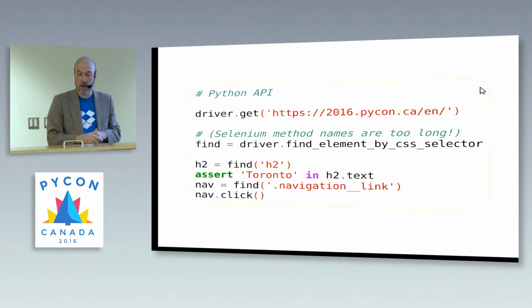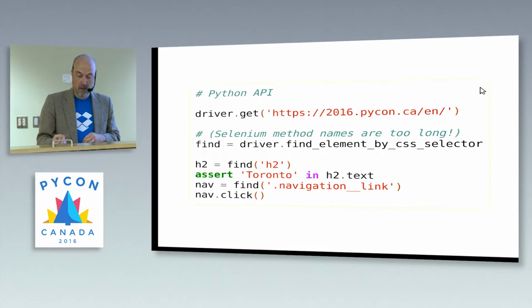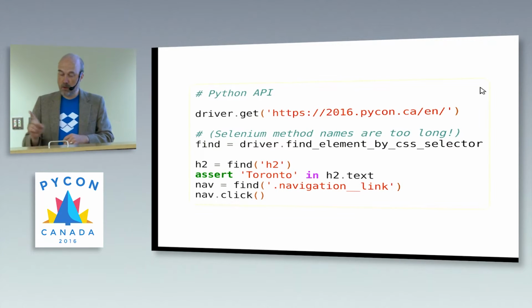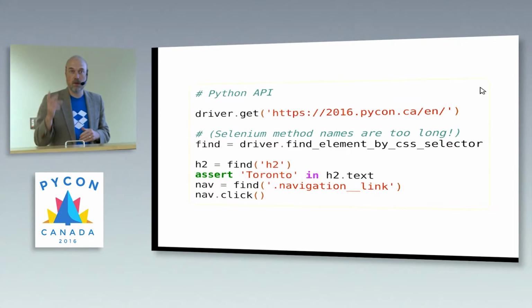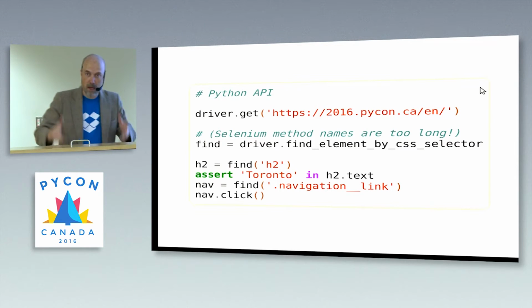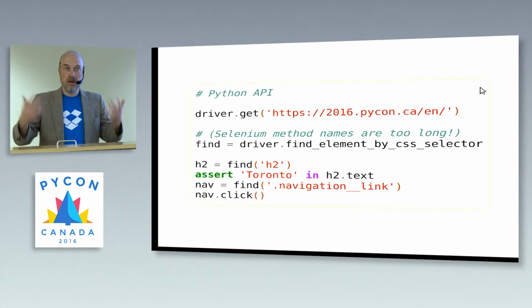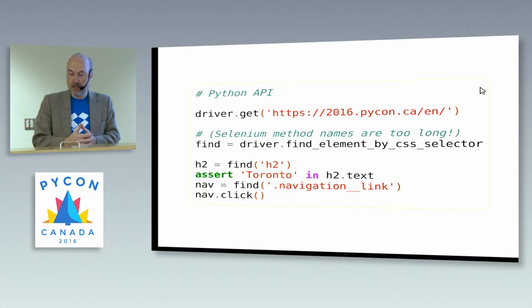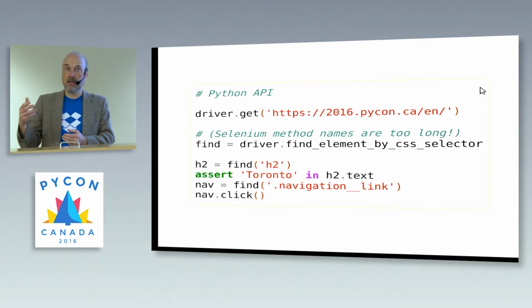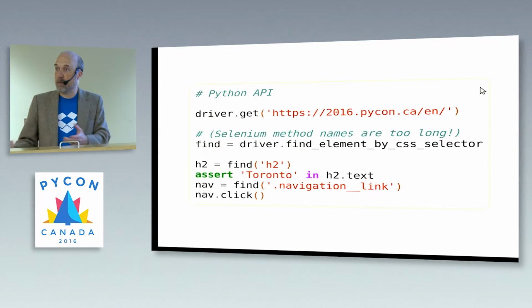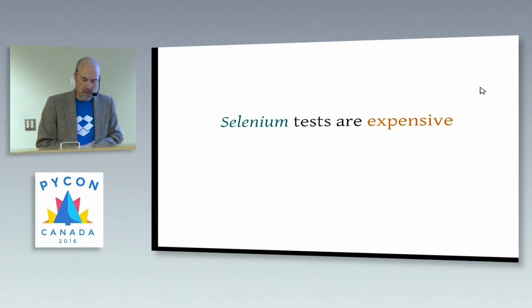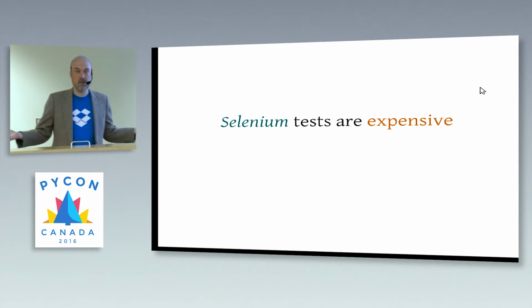Here's a simple test I ran against the PyCon CA site where you visit the front page, you make sure Toronto is in the heading at the top, and then you click one of the navigation links. You write code like this, and you run it against each new version in continuous integration of your website, making sure that you don't break any of those properties of your website. Problem: Selenium tests are expensive.